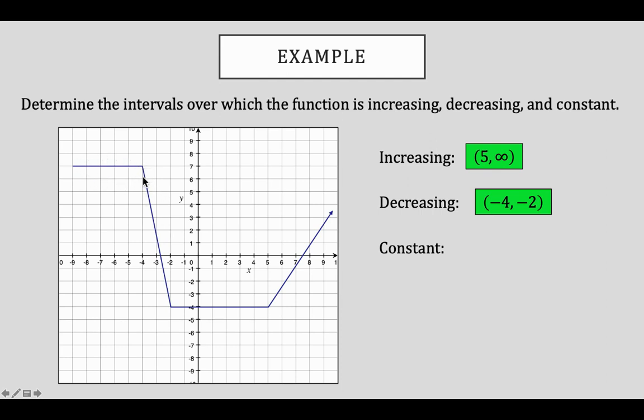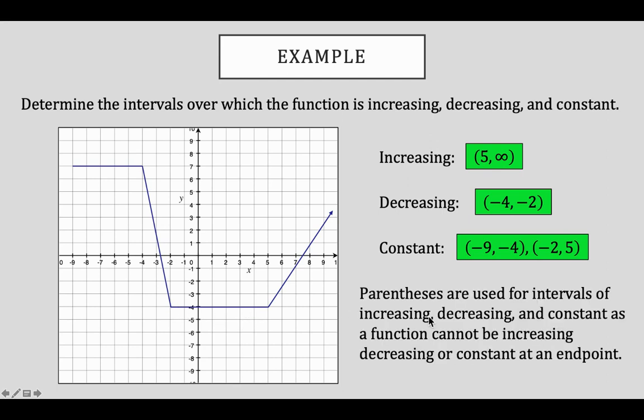Right? Between -9 and -4. It is also constant between x equals -2 and x equals 5. So our answer is going to be parentheses -9 comma -4. That's this first portion here, and -2 comma 5. That's the second portion. Again, always use parentheses when we are talking about intervals for increasing, decreasing, and constant.